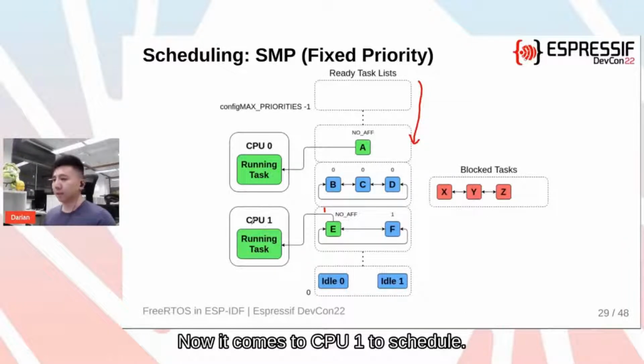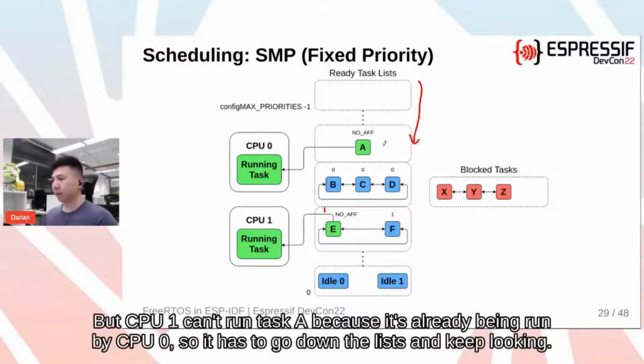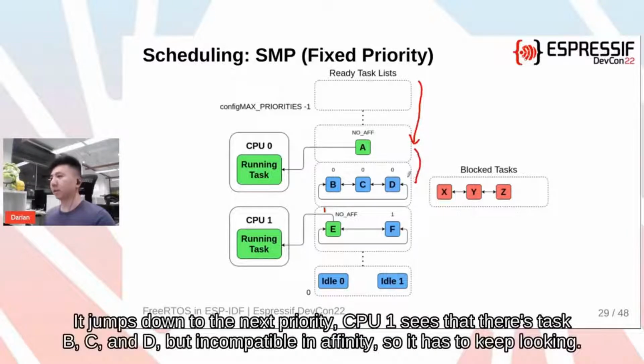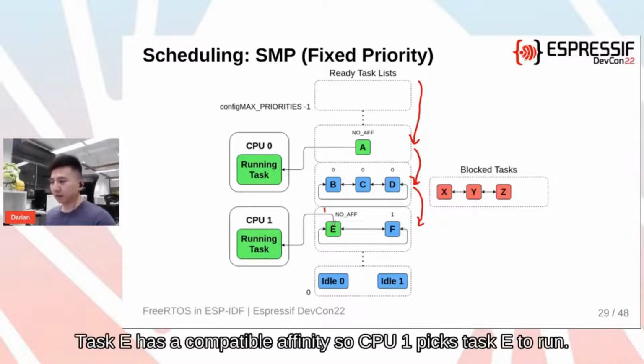Now it comes to CPU 1 to schedule. It goes down the list and finds task A is the highest ready priority task, and it also has compatible affinity. But CPU 1 can't run task A because it's already being run by CPU 0. So it has to go down the list and keep looking. It jumps down to the next priority. CPU 1 sees that there are tasks B, C, and D, but incompatible affinity, so it has to keep looking. So it goes down to one lower priority and then finds tasks E and F. Task E has a compatible affinity, so CPU 1 picks task E to run.